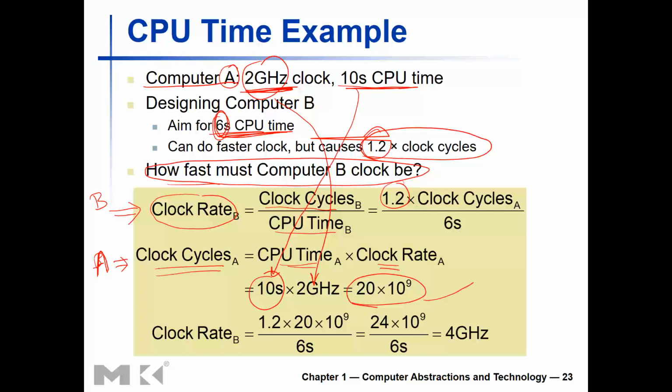Now, I go back here to this formula and I plug in what I found out in terms of the clock cycles for computer A. So now you can see the clock cycles for computer B. Now I can continue: 1.2 times the clock cycles for computer A, which I just found, divided by 6 seconds, and it turned out to be 4 gigahertz. So that is the frequency for computer B, so that it will be as fast as computer A. Okay, all right.